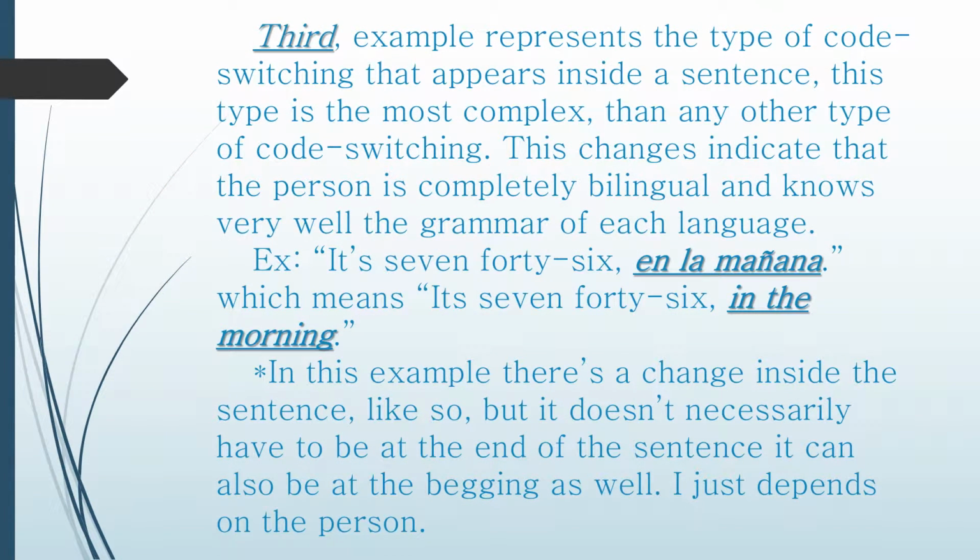Third example represents the type of code switching that appears inside a sentence. This type is the most complex of any type of code switching. These changes indicate that the person is completely bilingual and knows very well the grammar of each language.